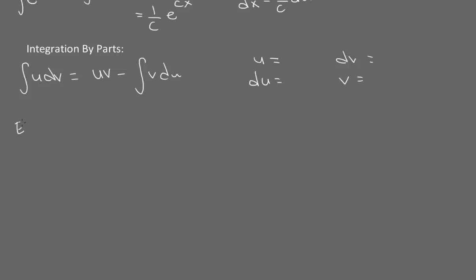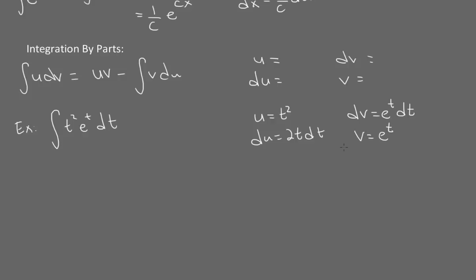So let's go through an example. Suppose you want the integral of t squared e to the t dt. With this, we're actually going to have to perform integration by parts twice. So we let u equal t squared. du will be 2t dt. dv we will let be e to the t dt. And that means that v is equal to e to the t.